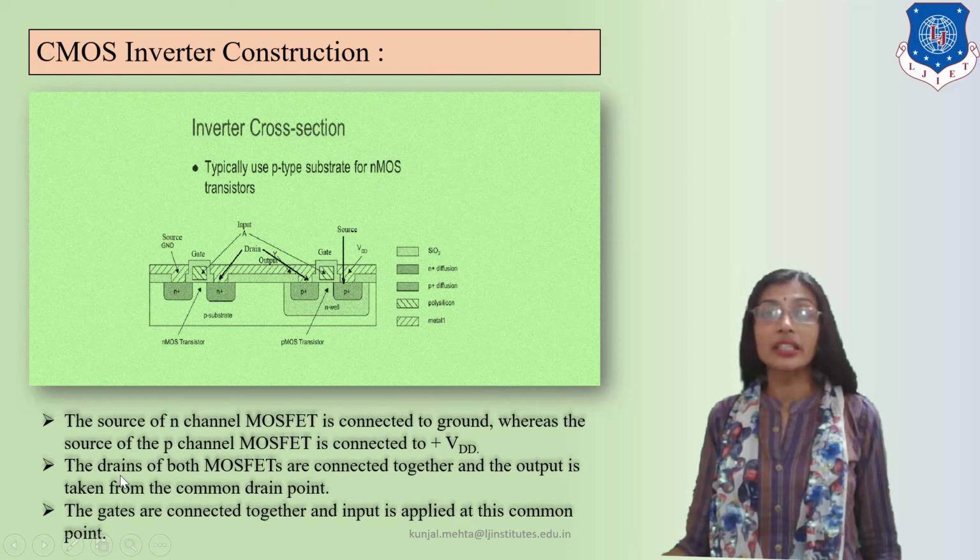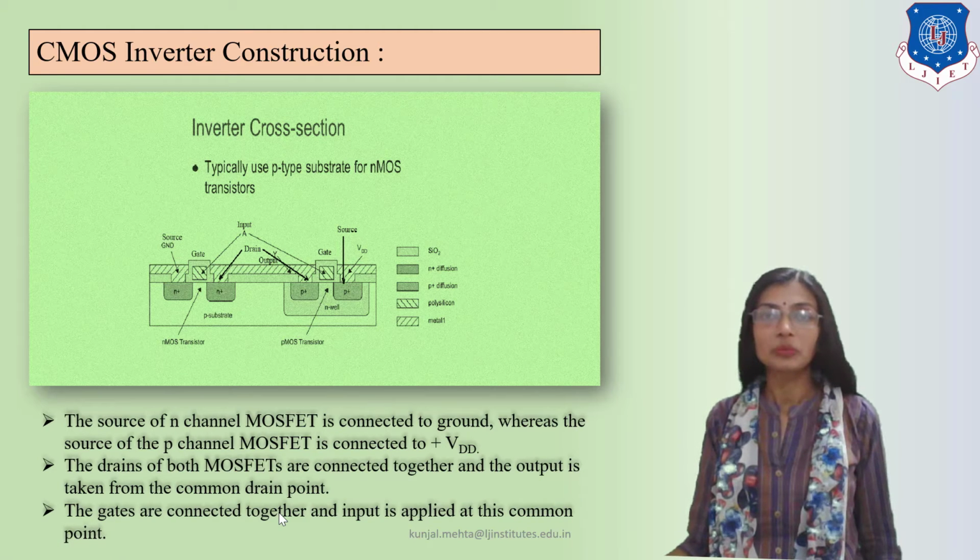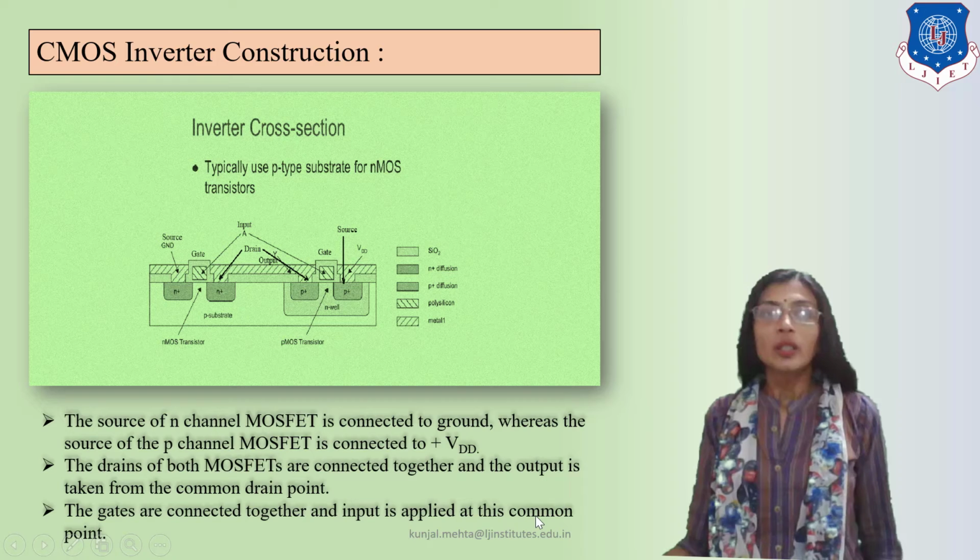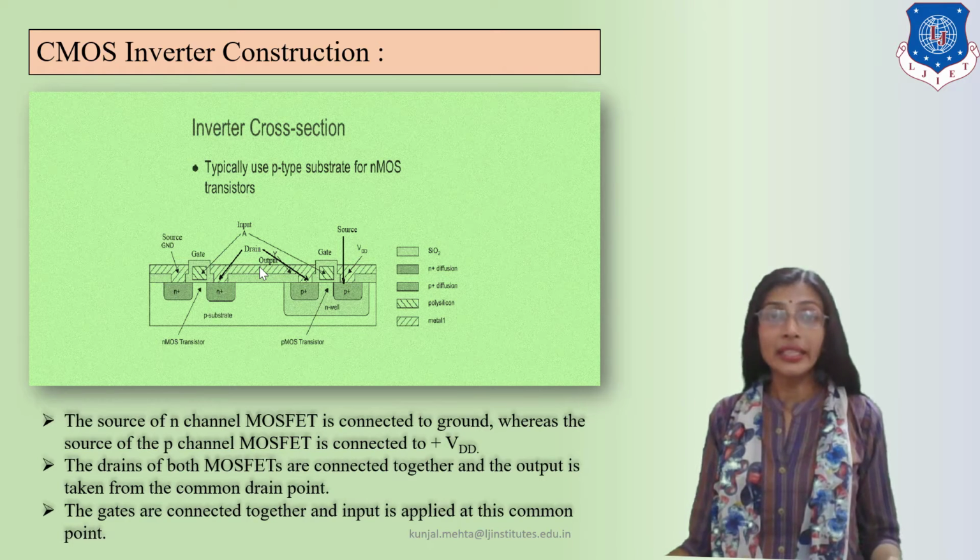The drain terminals of both the MOSFETs are connected together and the output is taken from the common drain point. The gates are connected together and input is applied at the common point. So everything is explained in the construction and it can be explained by the circuit diagram. Again I have drawn the circuit diagram for better understanding of the detailed construction using the terminals.